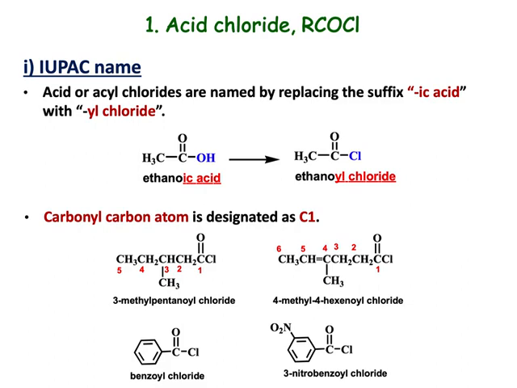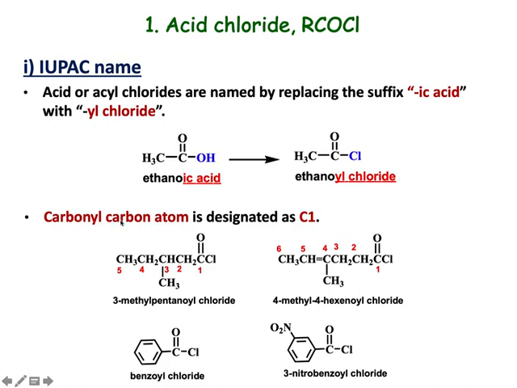So the IUPAC name becomes replacing the -oic acid with -yl chloride. So from the name, the carboxylic acid is ethanoic acid. Okay, after the OH functional group is replaced with Cl, the name becomes ethanoyl chloride. So this ethanoyl is from the acyl group and chloride is X. So the name for this compound is ethanoyl chloride.